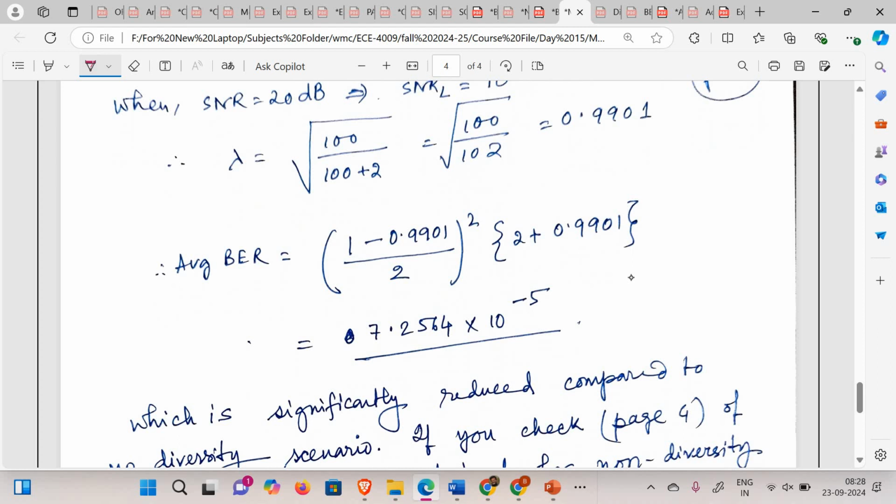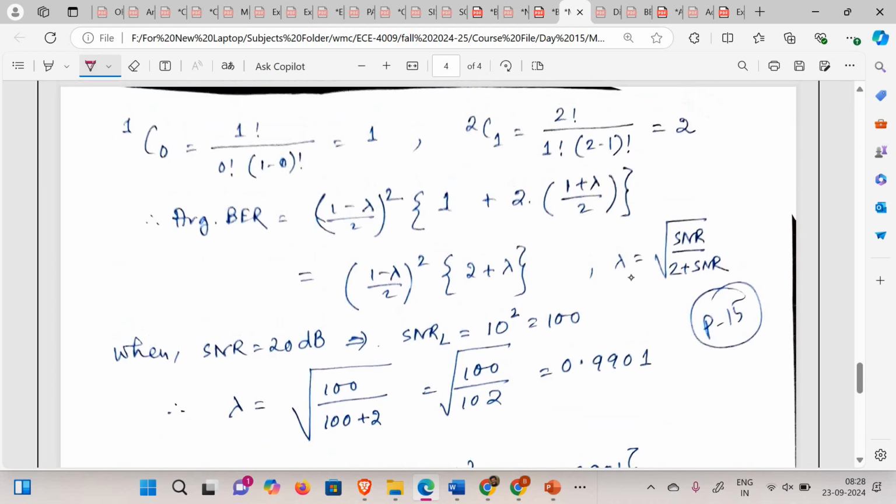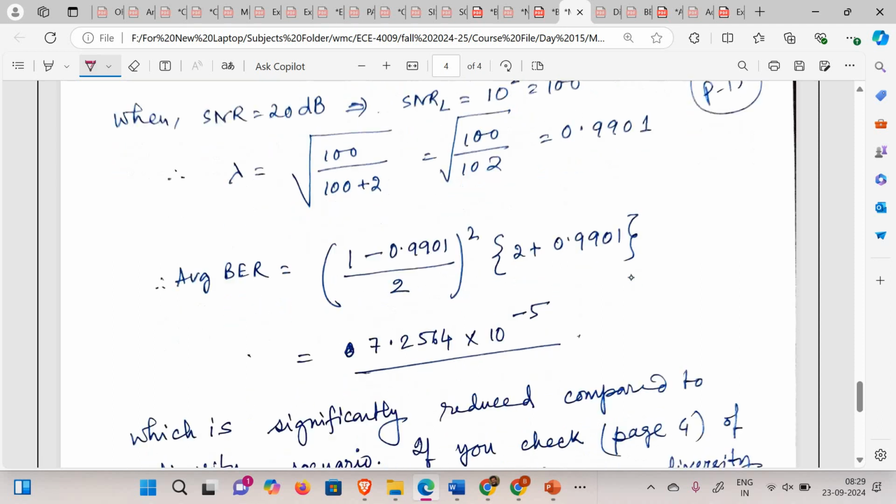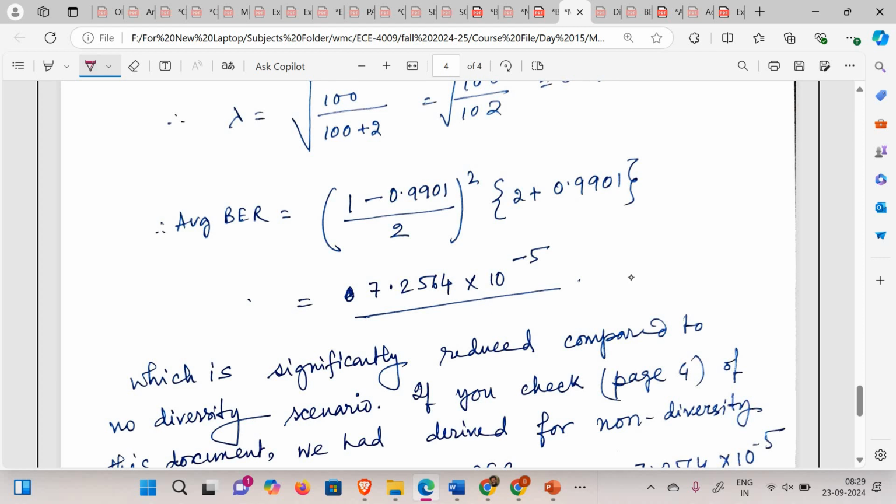So the calculation part, you can look at it later also. It's not much difficult. This is just a combination of the two cell elements that we are calculating, and we are substituting in the basic equation. And after solving everything, where the gamma is given by square root of SNR by 2 SNR, we get a value. Remember, linear scale. I told you multiple times that you please convert that to linear scale. And if you do this, we are getting a value of 7.2 into 10 to the power minus 5.